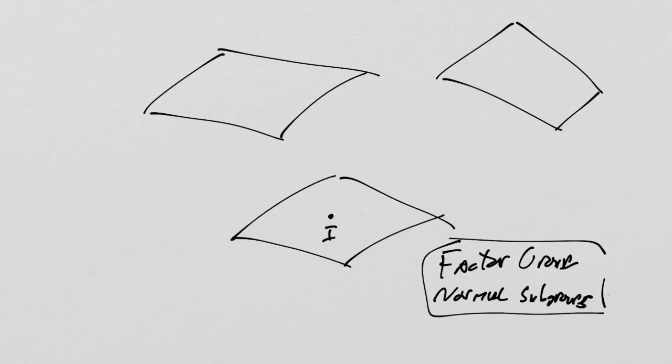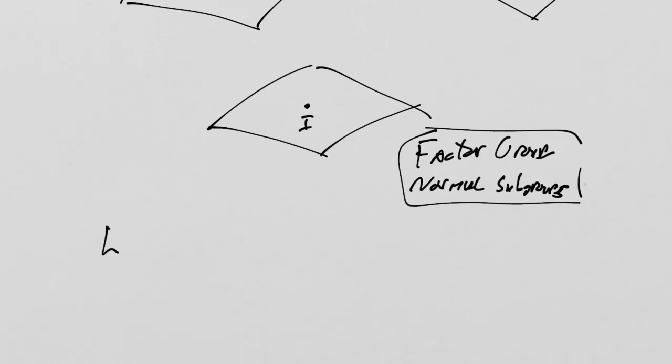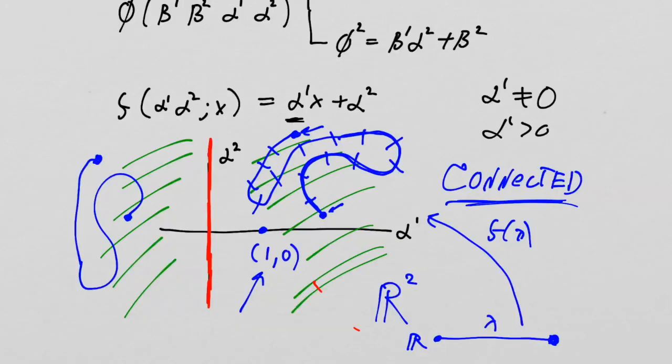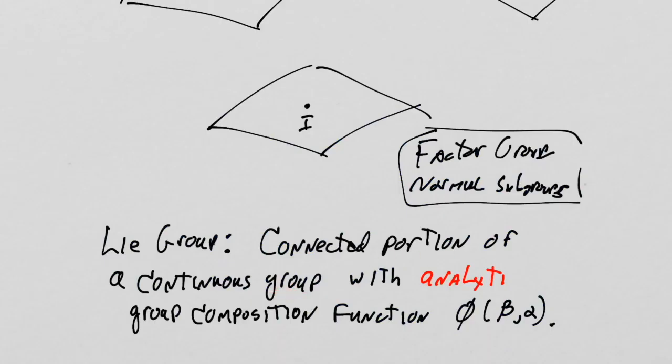What is critical is the last thing he says, or one of the last things he says in this chapter, which is the definition of a Lie group. He offers his definition of a Lie group. His definition of a Lie group, and we will compare it to others, is the connected portion of a continuous group. So in our case, the Lie group would just be this part, right? Not the whole thing, just this part. The connected portion of a continuous group with an analytic group composition function phi. So the group composition phi of the connected portion of a continuous group must be analytic.